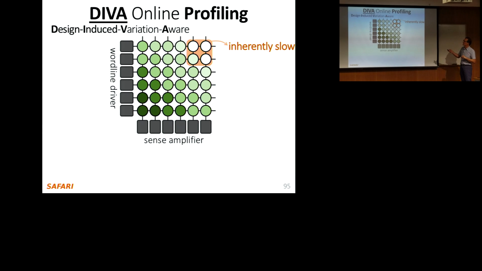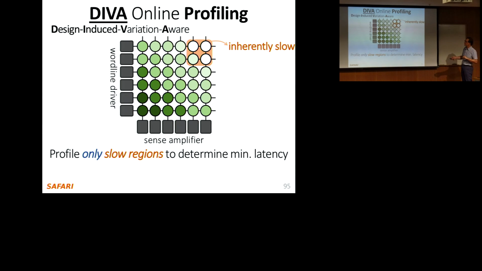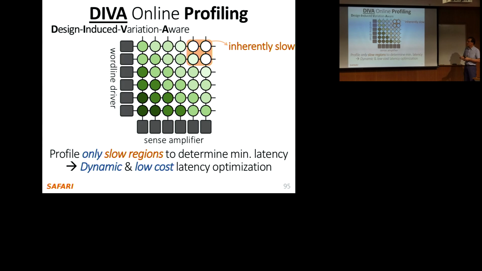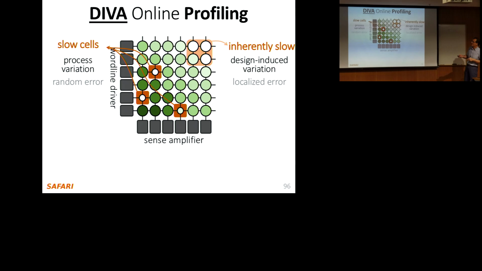There's an inherently slow region. Profile only those slow regions to determine the minimum latency somehow. And this is dynamic and low-cost latency optimization. Now, this is good. There's an inherently slow region that's caused by design-induced variation. It's a localized error, but that doesn't work for everything, as you mentioned.